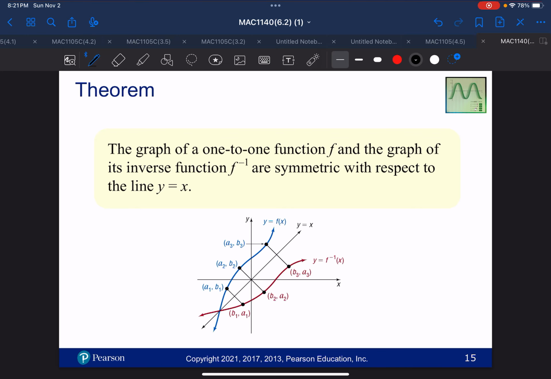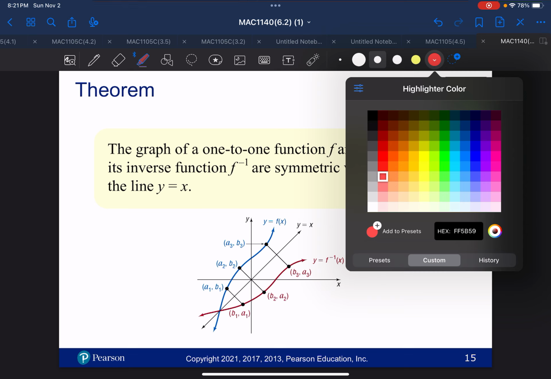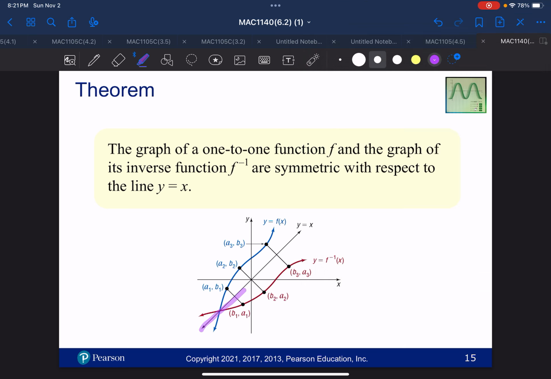Okay, so the graph of a 1-to-1 function and the graph of its inverse are always symmetric with respect to the line y equals x. And here is that line right there through the origin. So this is an example of a graph f of x in blue and its inverse in red. So you can see that it's symmetric about that line y equals x.